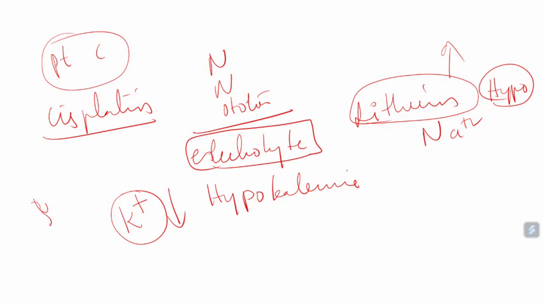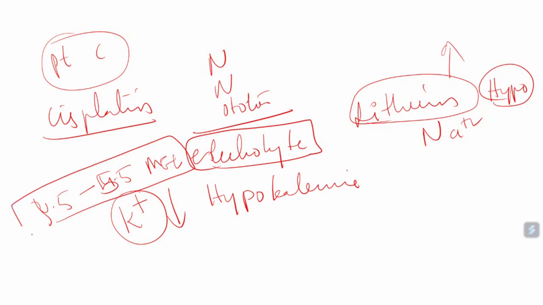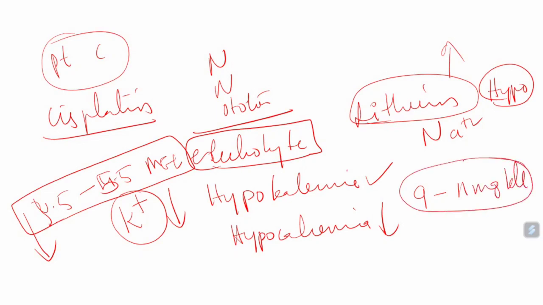Potassium levels are very important. 3.5 to 5.5 milliequivalents per liter is maintained in the body. If potassium level falls below 3.5, it causes hypokalemia. So platinum containing compounds cause hypokalemia. It causes hypocalcemia. Calcium levels will be decreased in the body. In previous classes, I told you 9 to 11 mg per dl is the normal level of calcium. If it decreases below 9 mg per dl, that is called hypocalcemia. And sometimes it also causes hypomagnesemia. So magnesium concentration also decreases in the body when cisplatin is given.